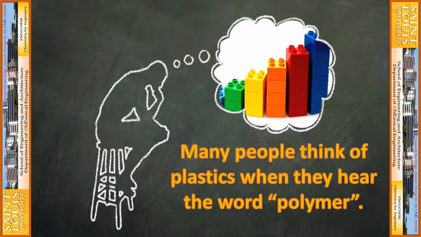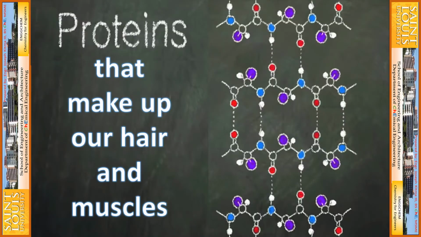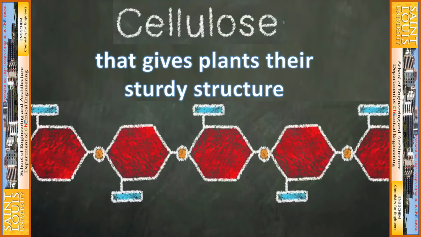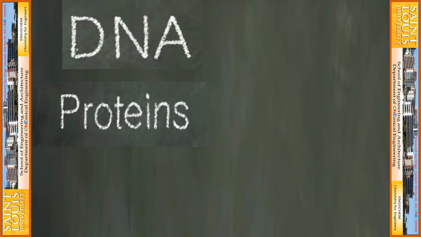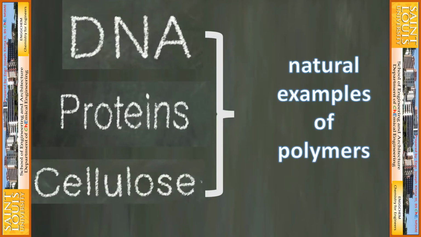Many people think of plastics when they hear the word polymer. Polymers could be either synthetic or natural, like the DNA, proteins that make up our hair and muscles, and cellulose that gives plants their sturdy structure. The DNA, proteins, and cellulose are natural examples of polymers.